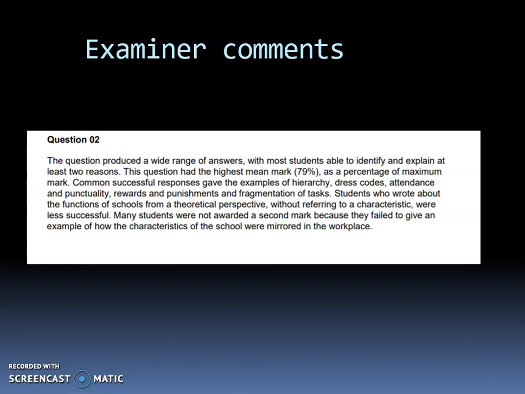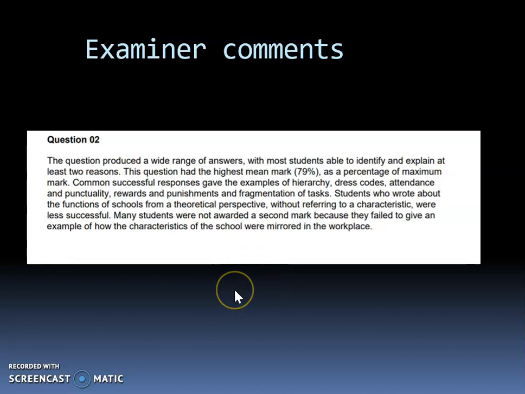Now, examiner comments are released after the exam, and it's a summary about how each question was answered in general, and you can gain insight to what the examiner was looking for. These are available for all exam series and are available to access on AQA. So as you can see here, if you have a little bit of a read through, the majority of students were able to identify and explain at least 2 reasons.